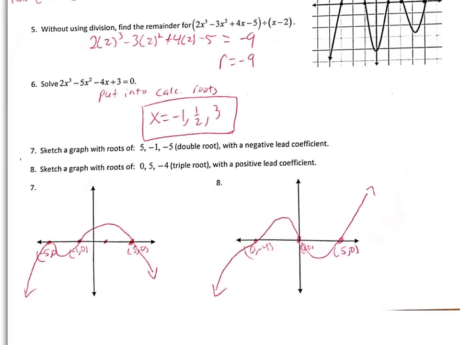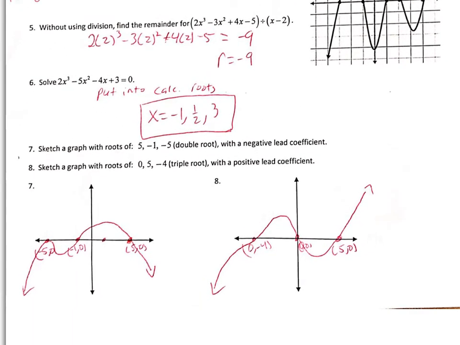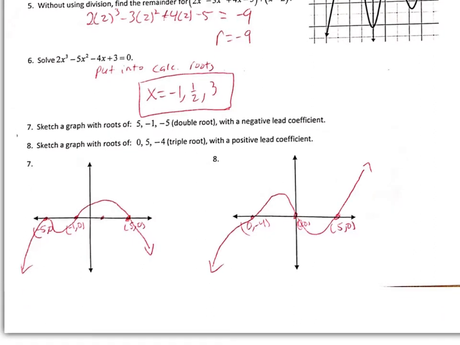Without division, find the remainder. The same idea. We have x minus 2. That means c equals positive 2. Plug in a positive 2, and you get a remainder of negative 9.